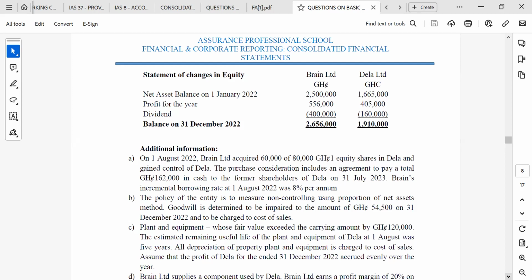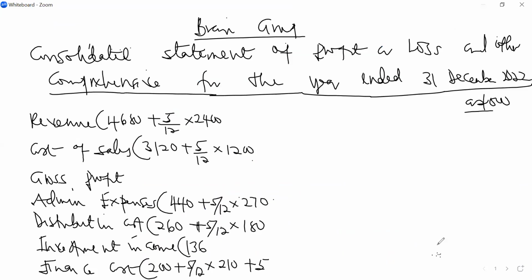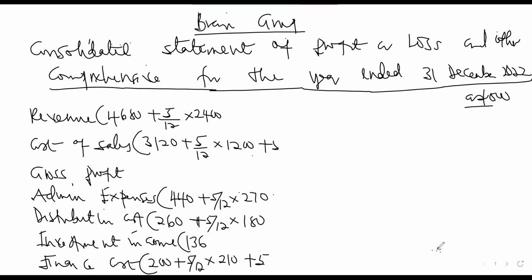So you don't have to do anything like pro rata the goodwill, like doing 5 months for the post-acquisition and 7 months. No, the goodwill will come into the equation from 1st August. So any impairment will be from 1st August to December, the reporting period. And they are saying that this should be charged to cost of sales. So you go to your cost of sales, and add your impairment of goodwill, which will be 54.5. Okay, you are done with that one too.